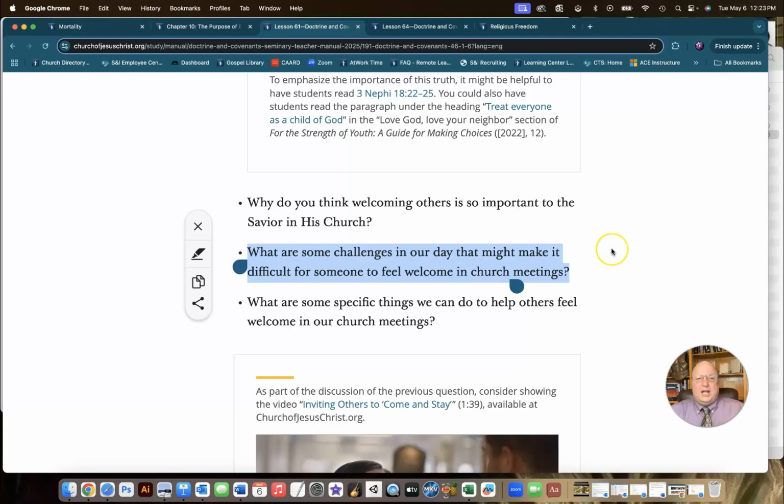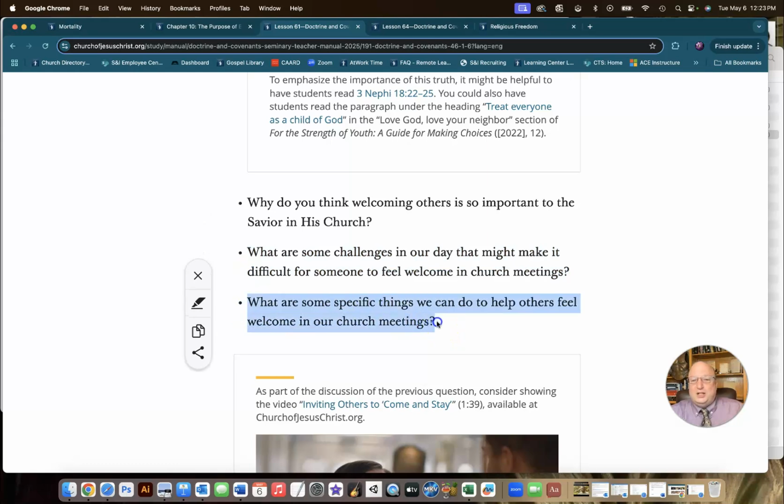I wondered if maybe those images might help to prompt a more nuanced discussion of the question. After looking at something like that, what are some challenges in our day that might make it difficult for someone to feel welcome in church meetings? Well, polarizing ideological discourse is certainly one of those things. What are some specific things we can do to help others feel more welcome?